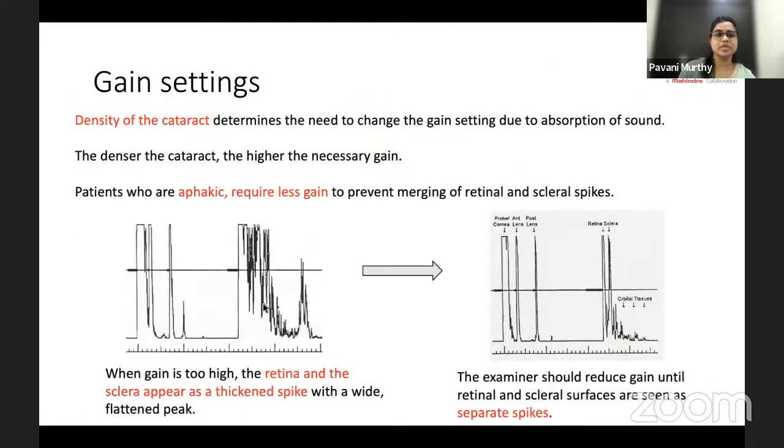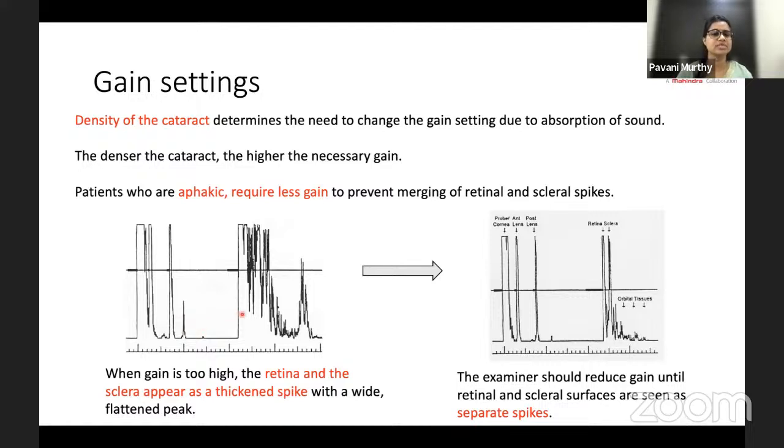The gain settings over here depend upon the density of the cataract. The denser the cataract, the more is the absorption of the sound, and therefore you have to increase the gain to get good amplitude scans. Remember that aphakic eyes, since the lens is missing, require very little gain. So what happens when you increase the gain? The spike height increases, the sensitivity of the display screen is maximized, enabling visualization of weaker signals.